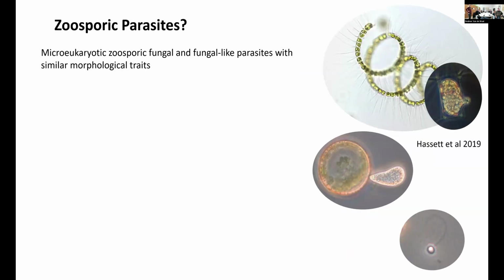Zoosporic parasites. So what are they actually? It's a very broad collection of taxonomic groups. What combines them is that they are fungal and fungal-like. In this case, we're interested in the parasites, and they have a couple of similar morphological traits. What you see here on the screen is an endobiotic and an epibiotic sporangium of the parasite on a host. Both of them are microalgae.